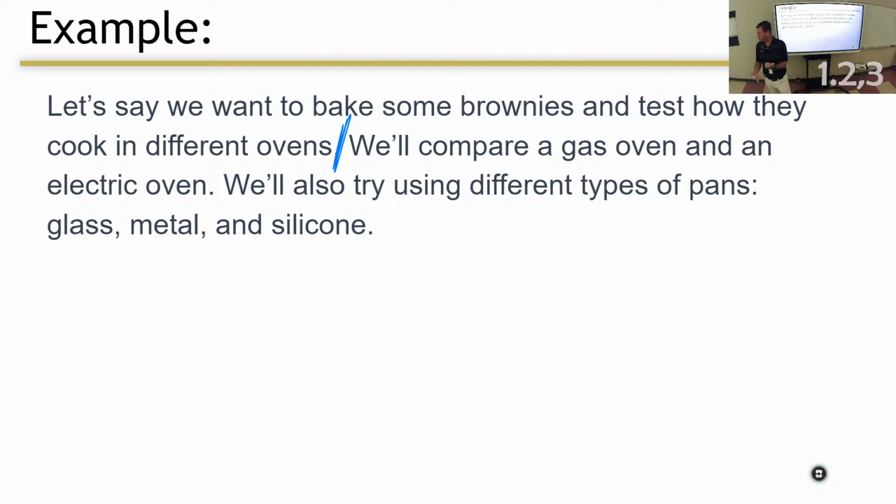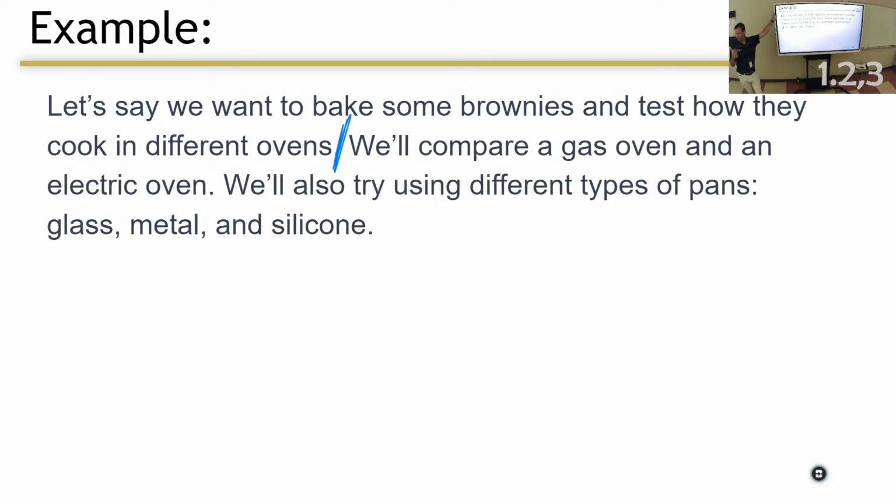What are the factors? The oven. How many levels are there? Well, I didn't tell you. So I got a gas oven and an electric oven. So I got 2 different types of ovens. So there's 2 levels. How many treatments are there? There's 2. Now, we're going to compare gas oven and electric oven.